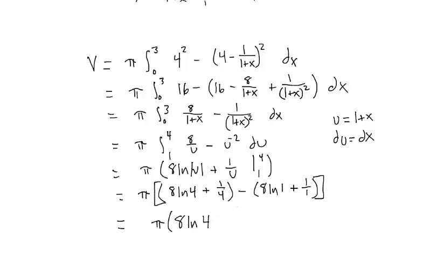Now we have 1/4 minus 1, which is minus 3 over 4 units cubed. And that's how we find volumes using the washer method.